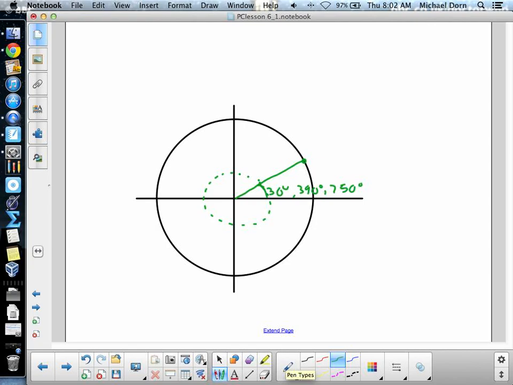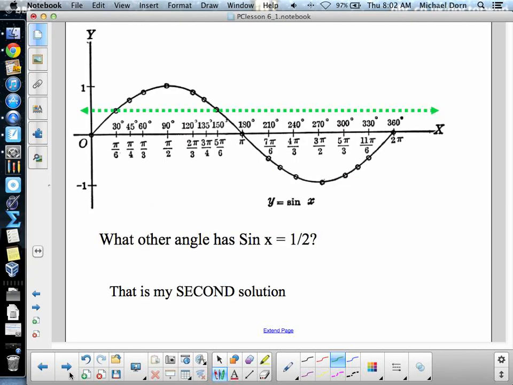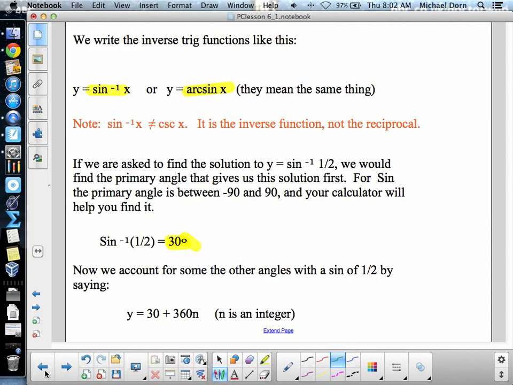What are we doing each time we go around one unit circle? How many degrees are we adding each time? 360. So the way we're going to express this for now is we're going to say, okay, we got our primary answer, 30 degrees, 30 degrees plus 360n, where n is an integer, which means that it could be a positive rotation or a negative rotation.